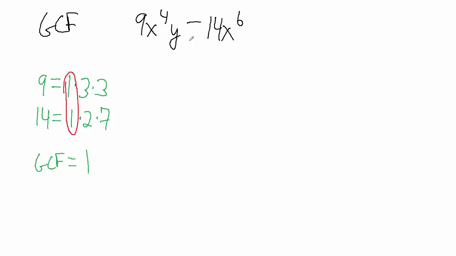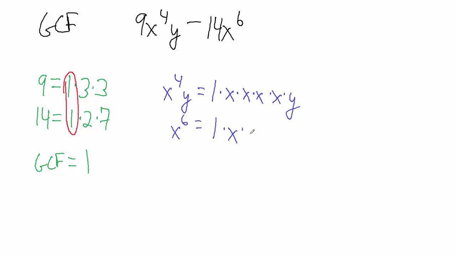Okay? Now, how about the variable parts? So here we have x to the fourth times y. So x to the fourth times y is 1 times x times x times x times x times y. And x to the sixth is 1 times x times x times x times 3 more x's. So that's a little tedious, right?